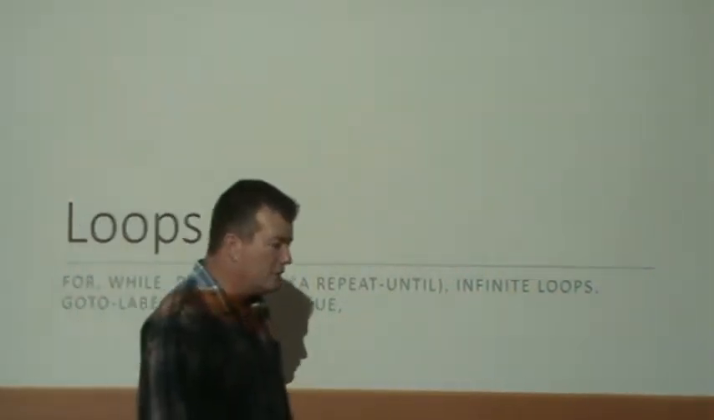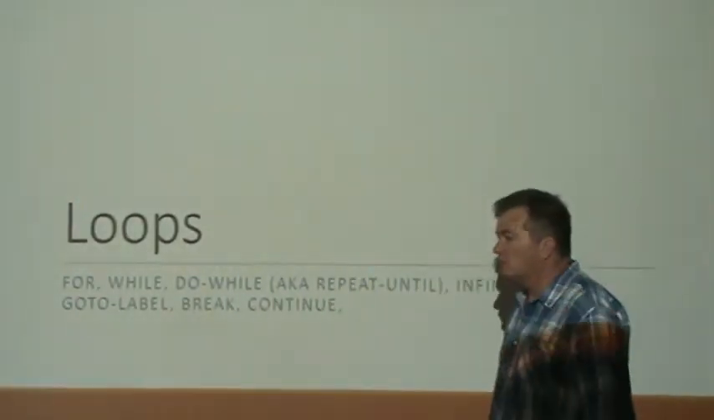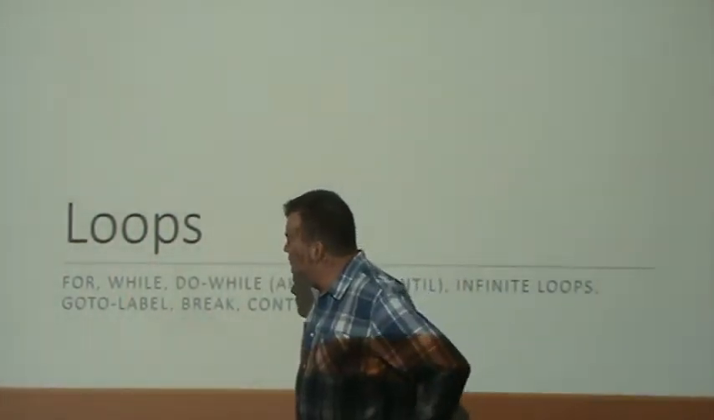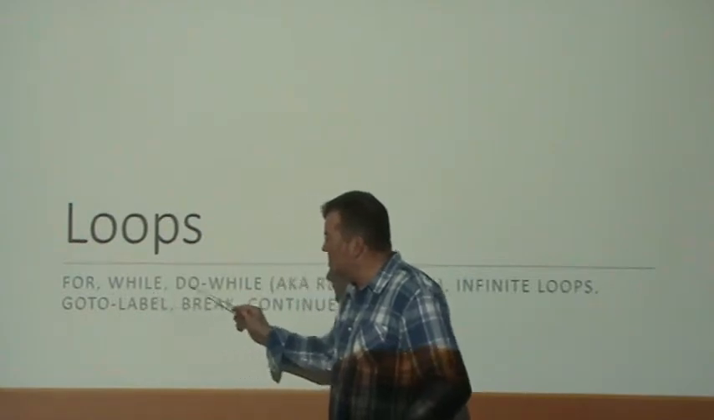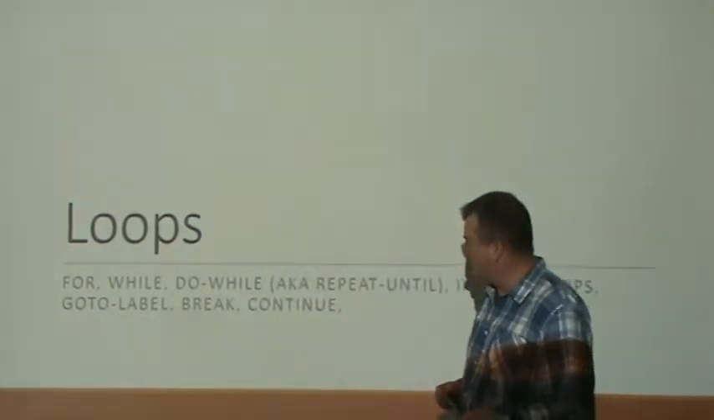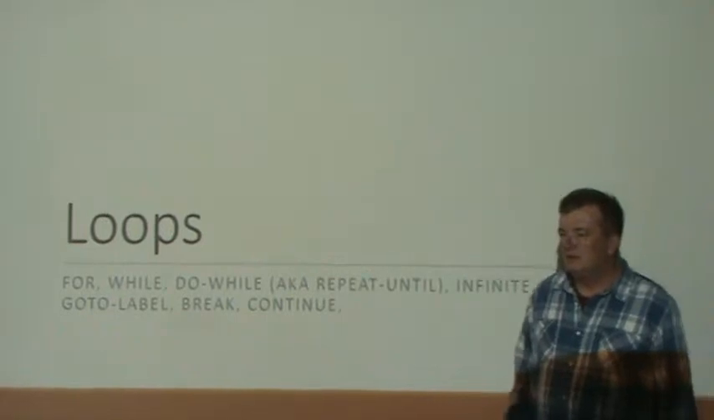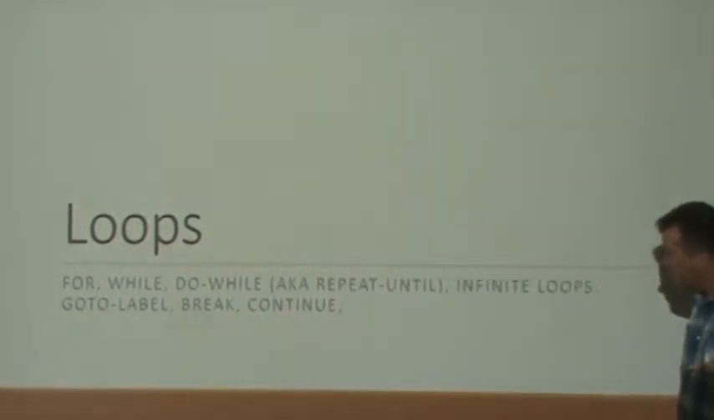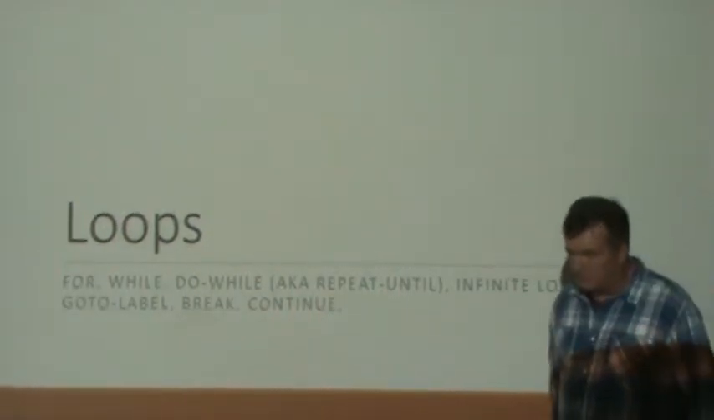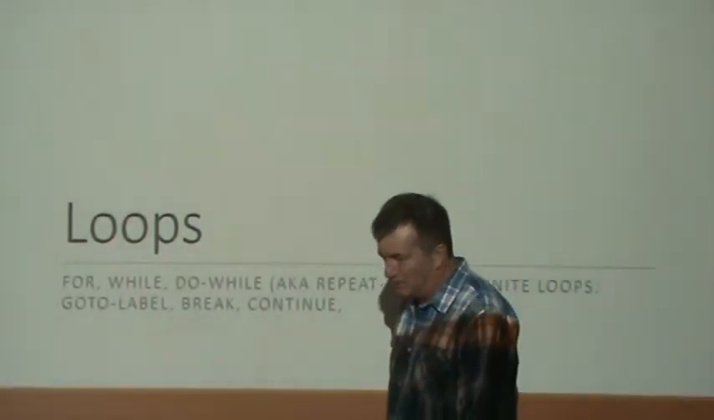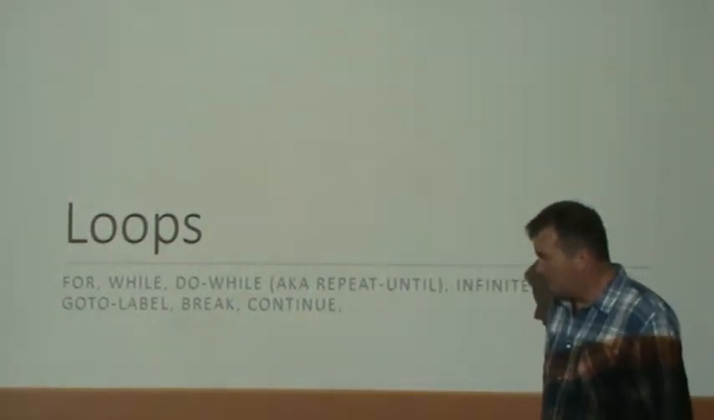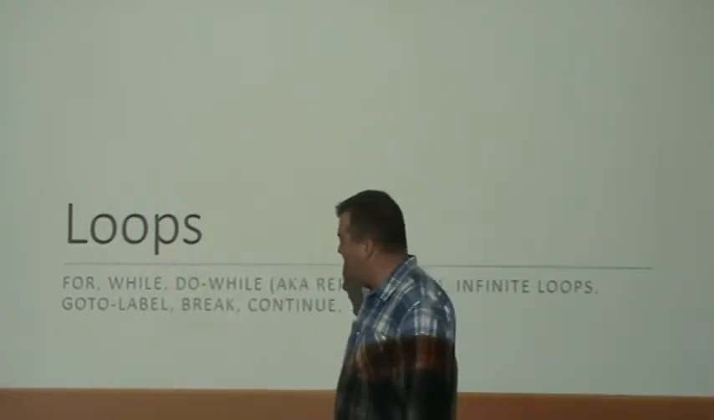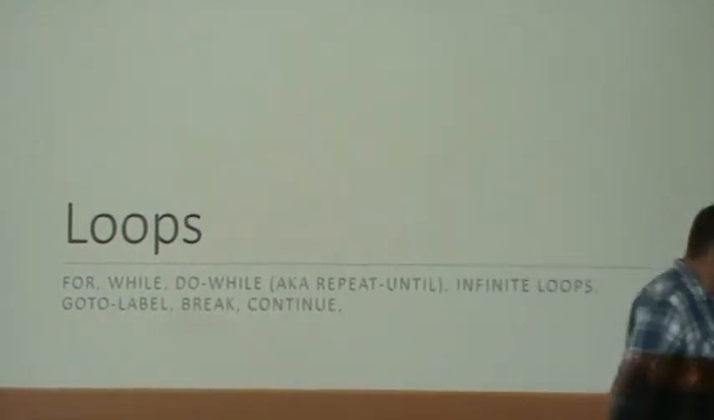Okay, so now what we're going to talk about is loops. Loops are usually broken down into the three most common versions: for loops, while loops, and then what's called a do-while loop, which is another name for repeat until, which was originally in a programming language called Pascal. We want to talk about infinite loops because that's one of the biggest programming bugs you have to watch out for. There are also go-to followed by labels, and break statements and continue statements.